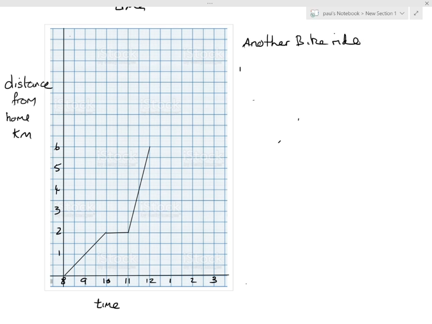Right, okay, so what time did the rider stop? So now we've got the graph in front of us and we interpret the graph. So where you've stopped is where it's a horizontal line. So it looks as though 10 o'clock is where he stopped, and he stopped for an hour. Don't know whether he had a puncture or stopped for a cup of tea or something. So it stopped at 10 a.m.